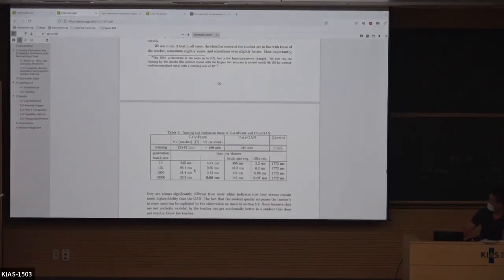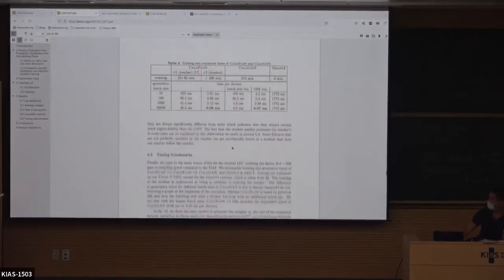Now we see with the teacher, we had our 36 milliseconds. And with the student, we get our factor of 500 gain that we wanted, or that we were promised. And so now it's on the same speed level as CaloGAN. You can also see how long it takes to train these things. On our GPU, at least, CaloGAN took us 200 minutes to train, and CaloFlow with the teacher and the student altogether took maybe a factor of 2 or 3 more to train.